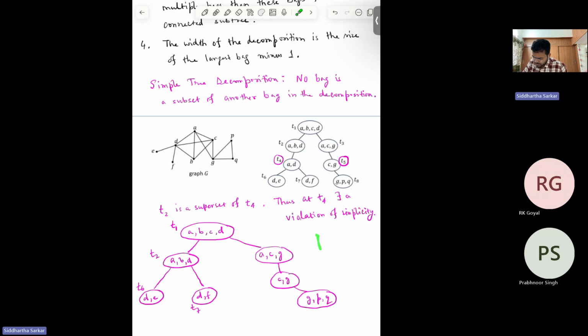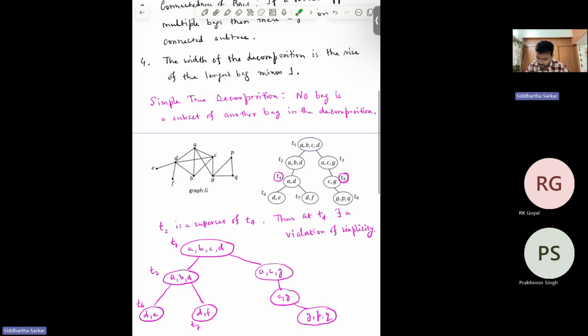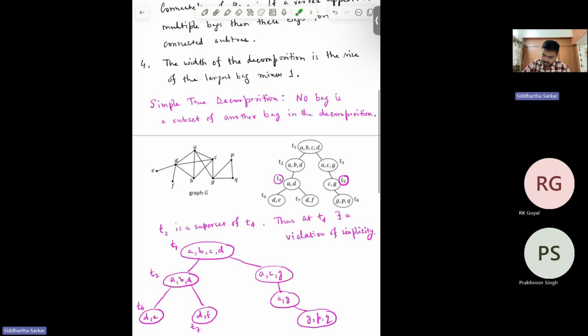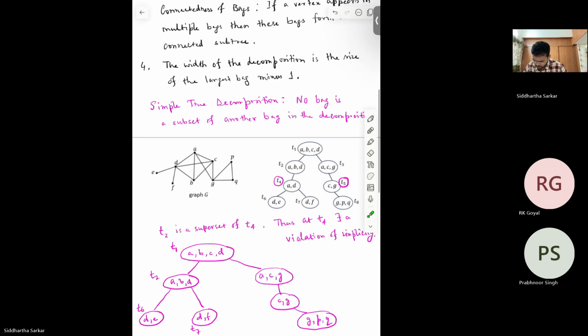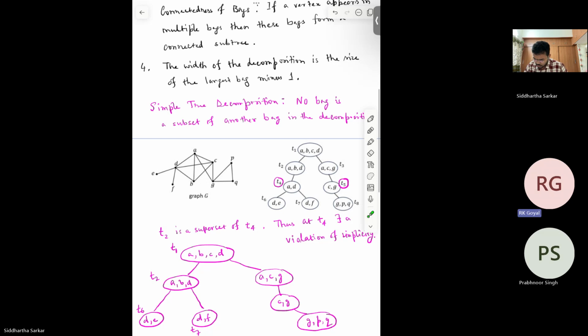Similarly, all the edges belonging to some bag is also true, because we have only deleted a subset bag, whereas the superset bag is retained. And the other property, the connectedness property, the connectedness of bags, is it still retained? So, connectedness of the bags.